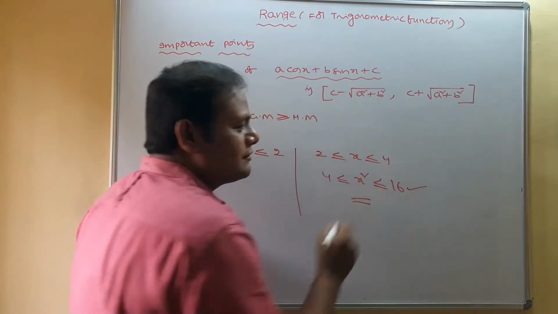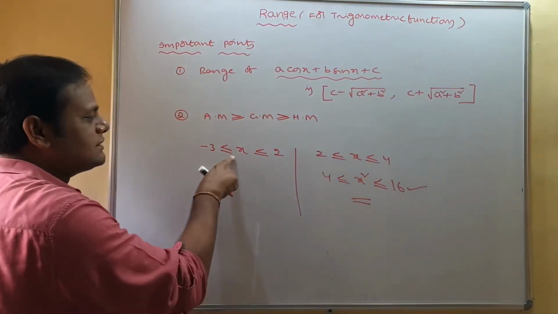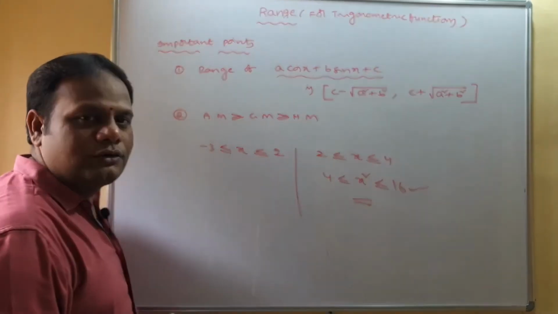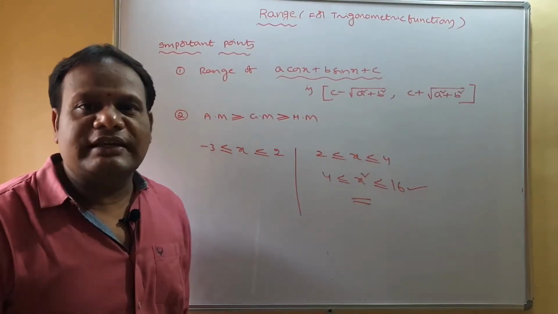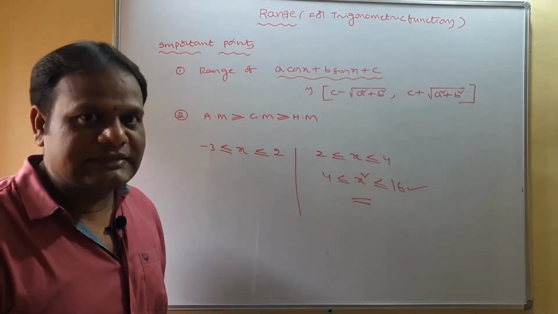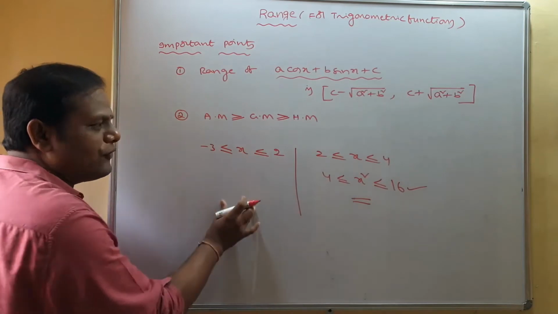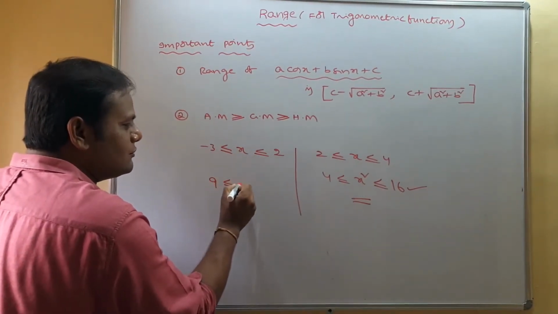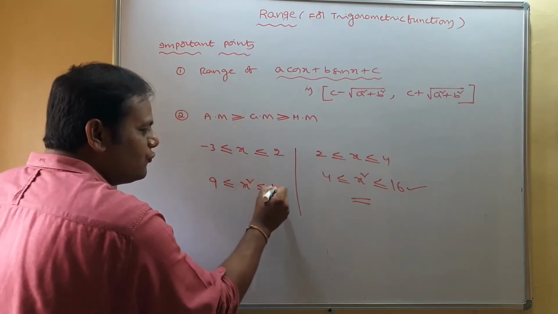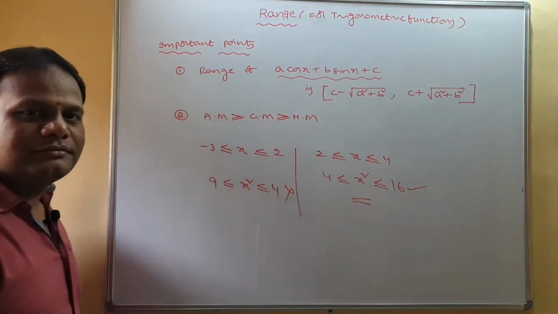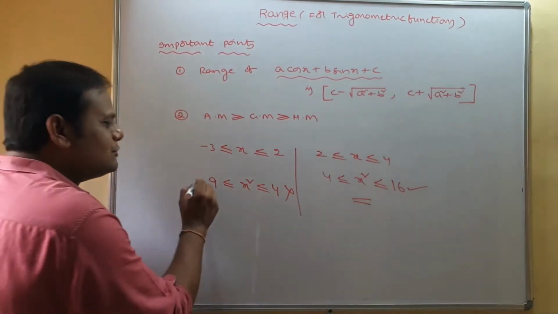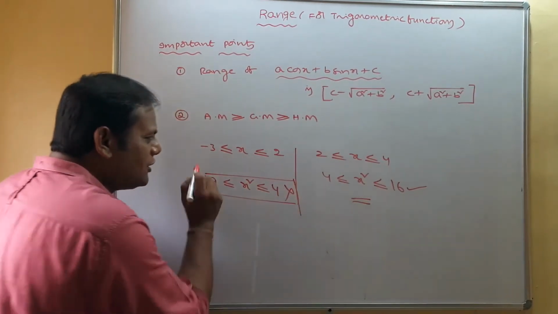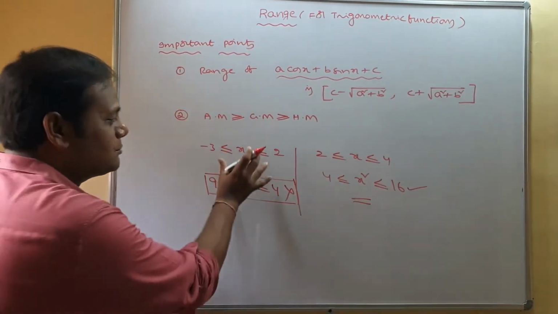Yes, it is correct. Coming to -3 less than or equal to x less than or equal to 2. Suppose x square is needed. You have to get x square. So if you go for squaring, then if you take 9 less than or equal to x square less than or equal to 4, it is wrong, is it? So what we can get, you try to understand from this.